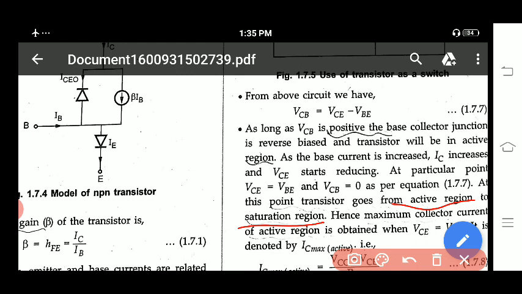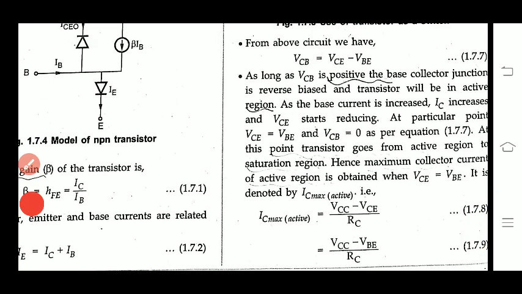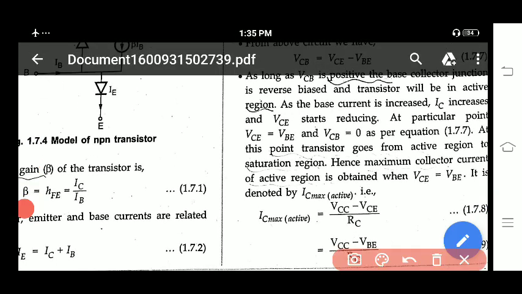Whenever you are increasing IC, then VC starts to drop. As this VC starts to drop, now VB also drops. Now VC becomes equal to VBE, then VCB will be 0. In this condition it shifts from active region to saturation region. Hence the maximum collector current of active region. In active region, what is that maximum collector current you will get? You will get that maximum collector current whenever VCE equal to VBE. During this condition you will get the maximum collector current in active region.